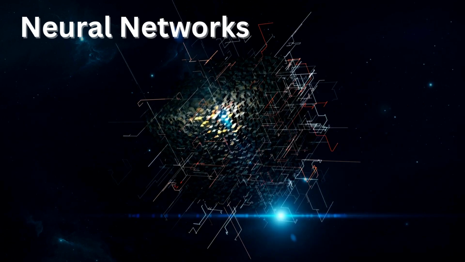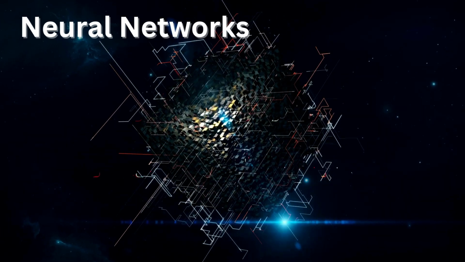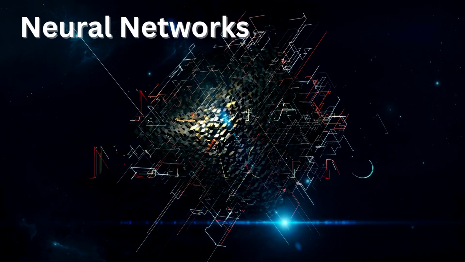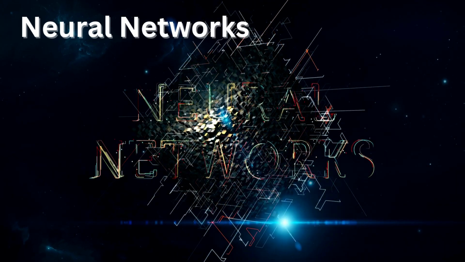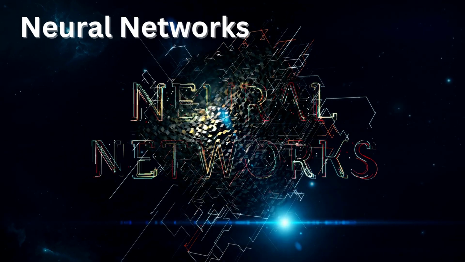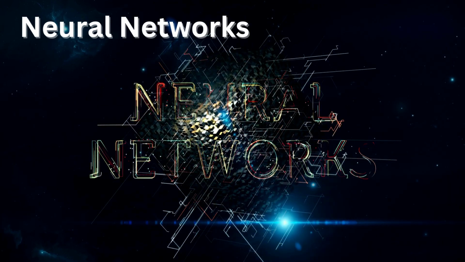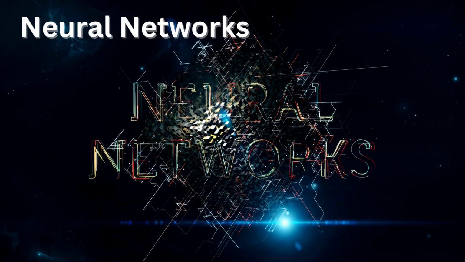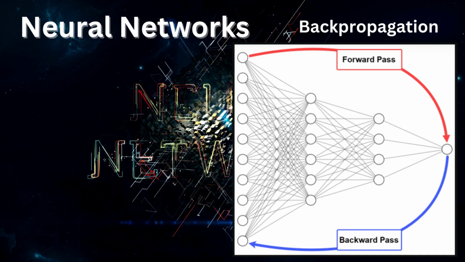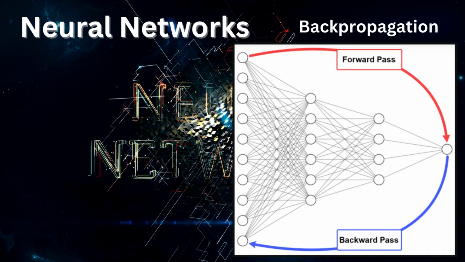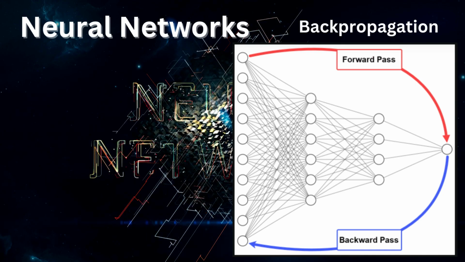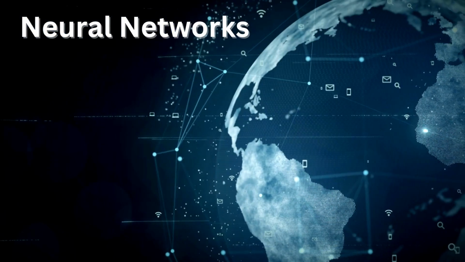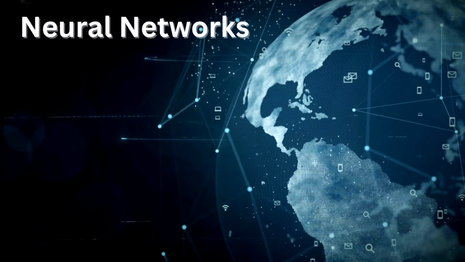Training a neural network involves adjusting the weights and biases of the neurons to minimize the difference between the predicted output and the actual output for a given set of input data. This is typically done using a process called backpropagation, which calculates the error at the output layer and propagates it backwards through the network to adjust the weights and biases.